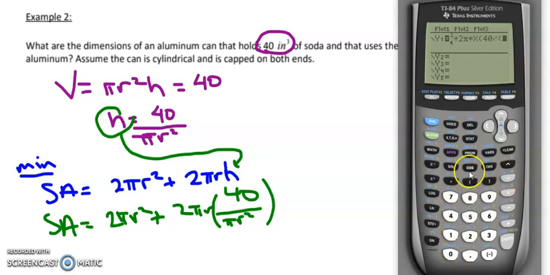and you'll have 40 divided by, and then make sure you put the entirety of pi x squared in parentheses so the entire thing stays in your denominator. So do you see how I have pi x squared in parentheses in the denominator? Then I close that. Okay, so now what I want to do is find the derivative of this. Let's just go make sure that I have the right equation. 2 pi x squared, 2 pi x, and then 40 divided by pi x squared.